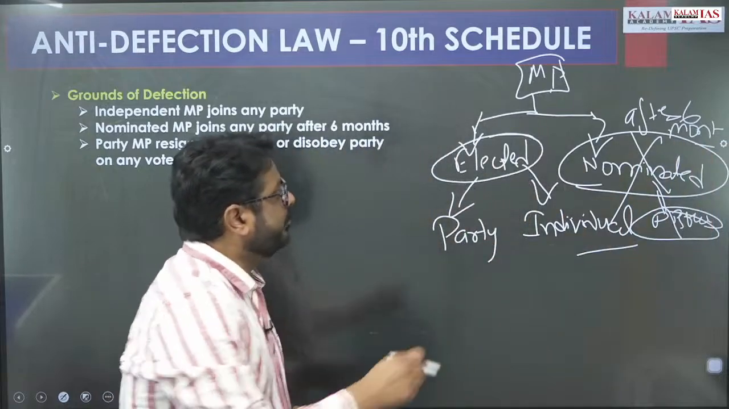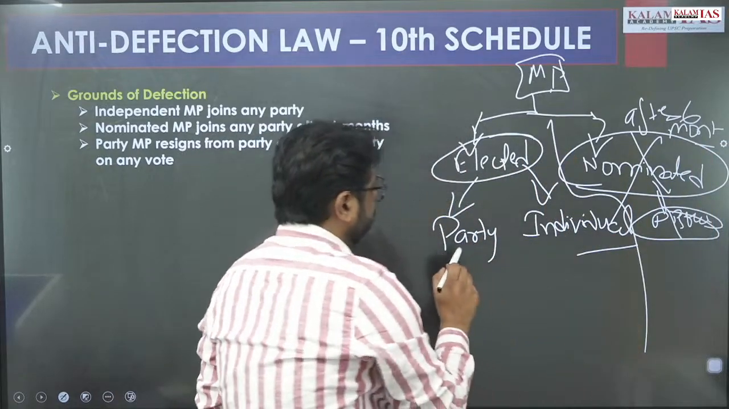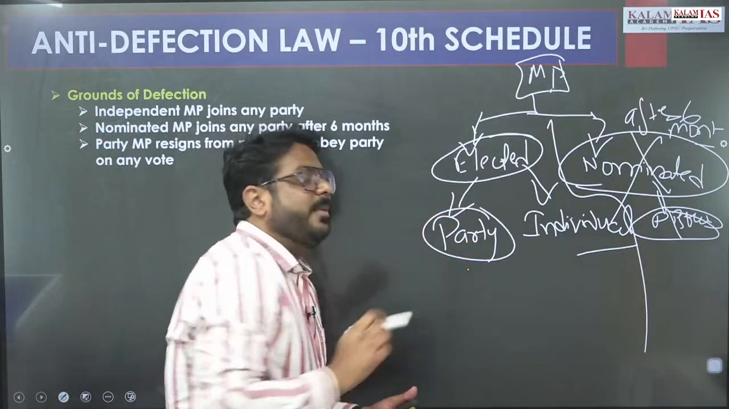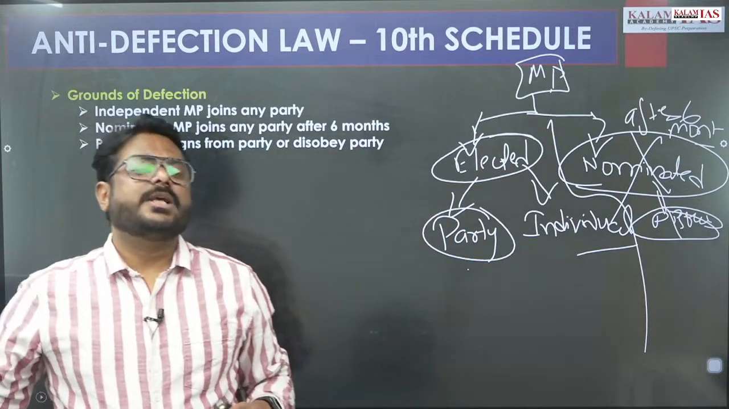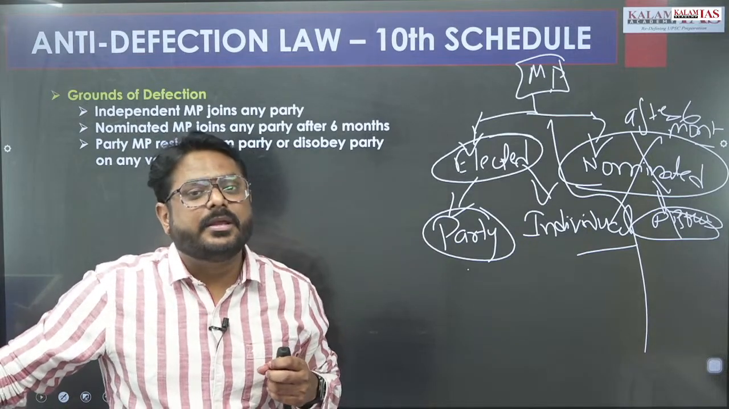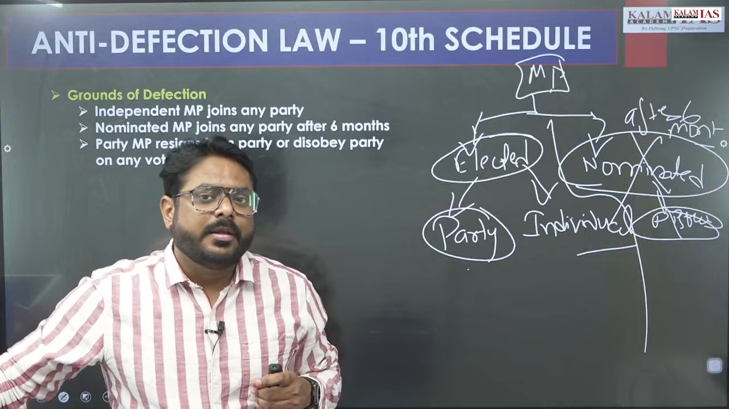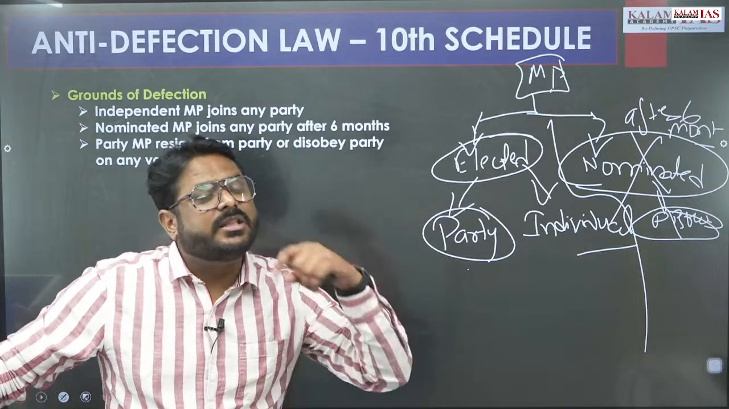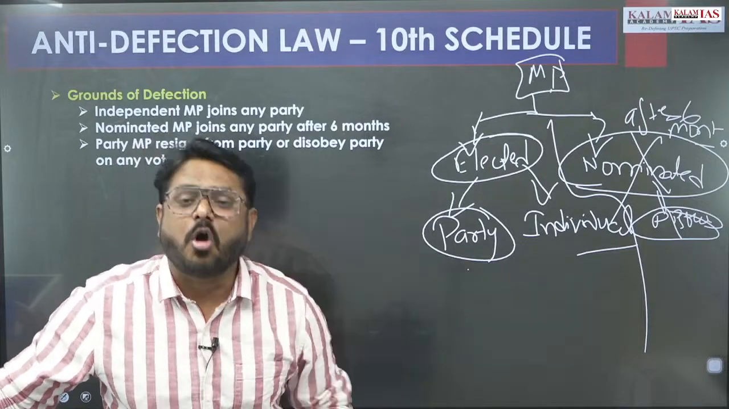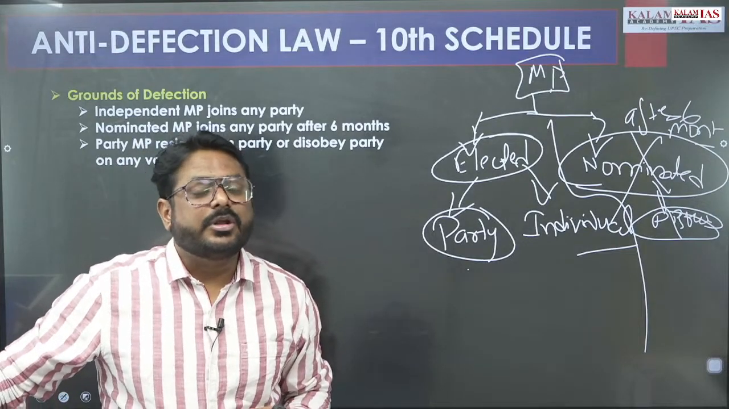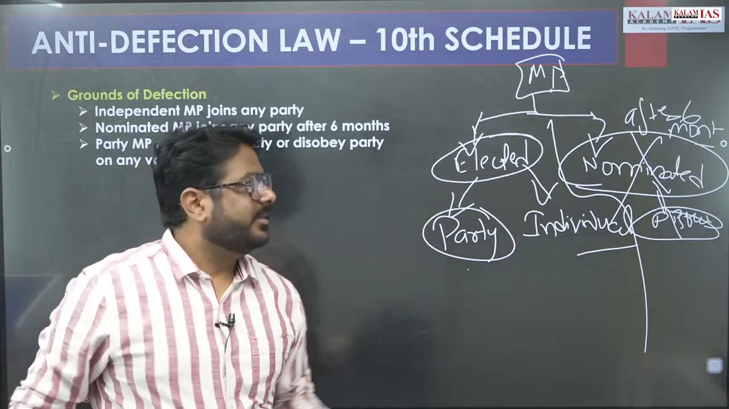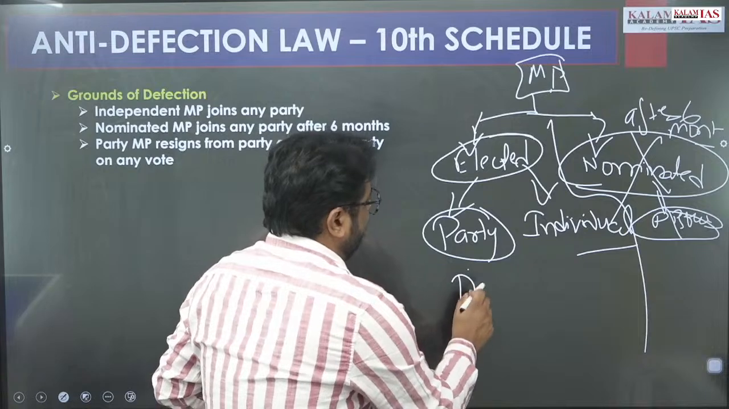Now come to this part. If any person is elected from any party, for example BJP, right? So if any person is elected from the BJP and he came into the Lok Sabha, now that person is changing the party. That person is going from the BJP to the Congress, right? So in this case what will be happening? Anti-defection law will be applied and that person will be disqualified.